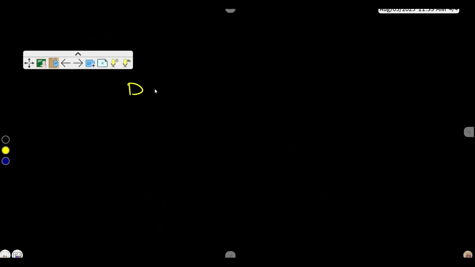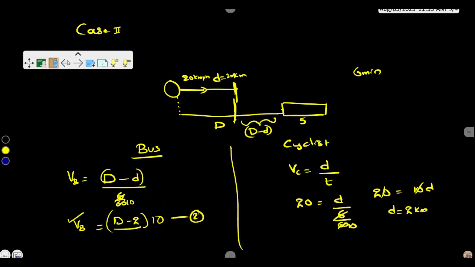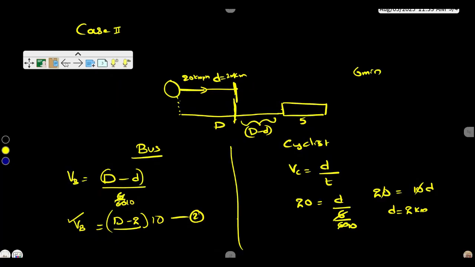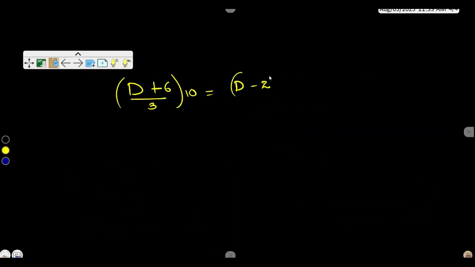So can I write it as D plus 6 by 3 into 10? D plus 6 by 3 into 10 must be equal to D minus 2 into 10. Okay. I hope you understood this. Now what will happen? This 10 gets cancelled. If I send this there, D plus 6 is equal to 3D minus 6. Okay. So if I send this here, 6 plus 6 is 12. 3D minus D is 2D.